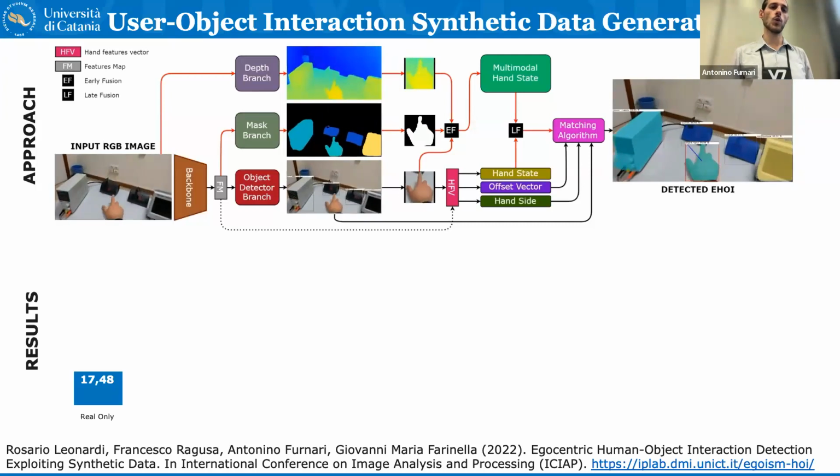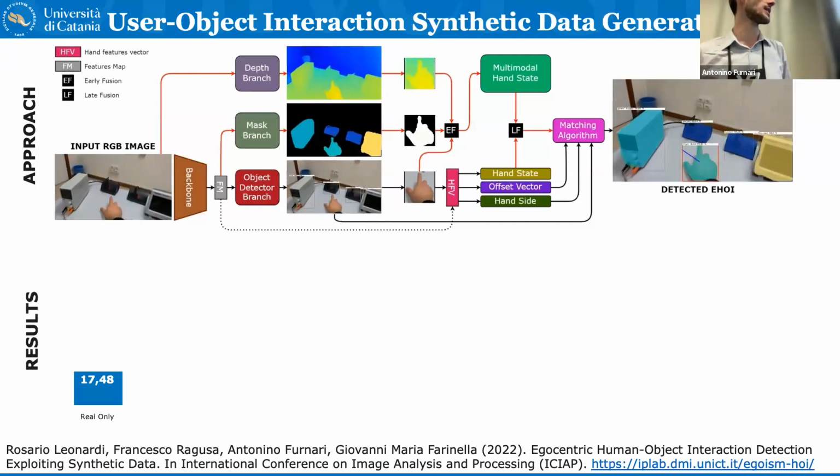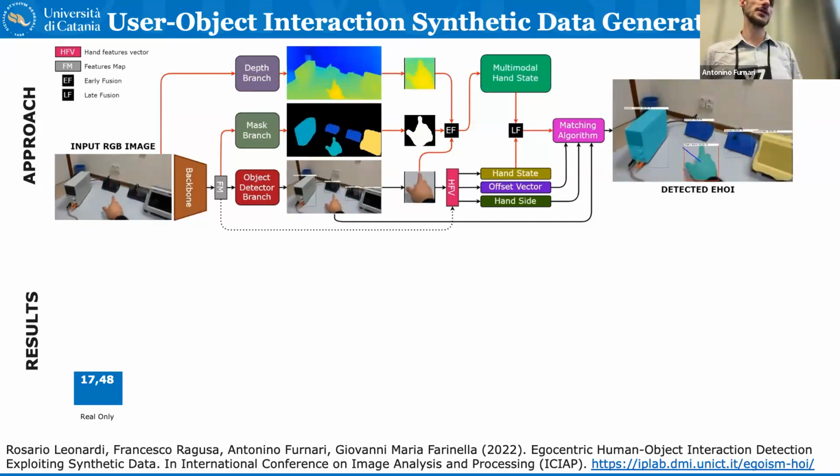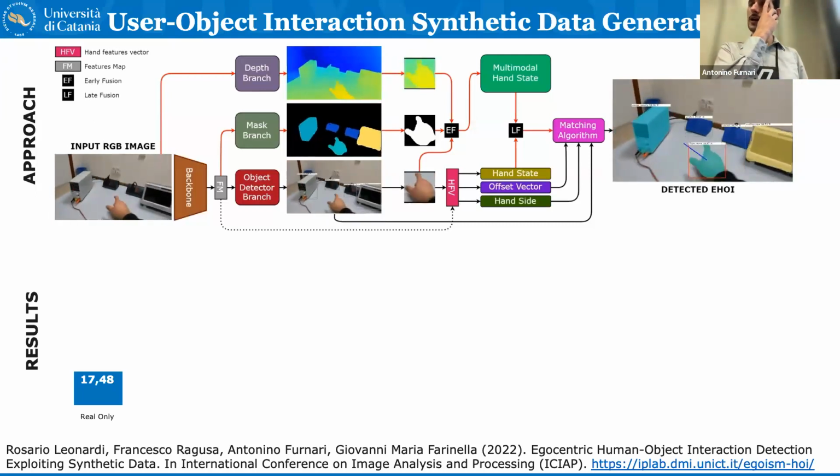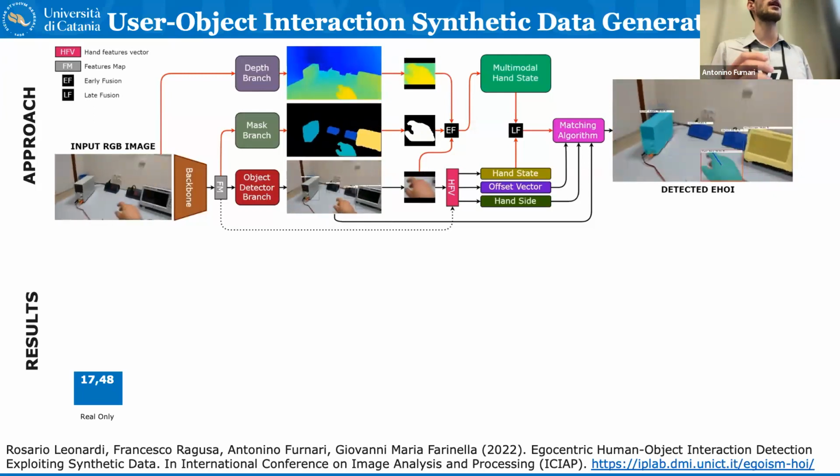Without delving too much into the details, these are some insights from the results. If you use only the real data that we collected and you train the model from scratch, well, not exactly from scratch, you have the usual pre-training that is not in domain.